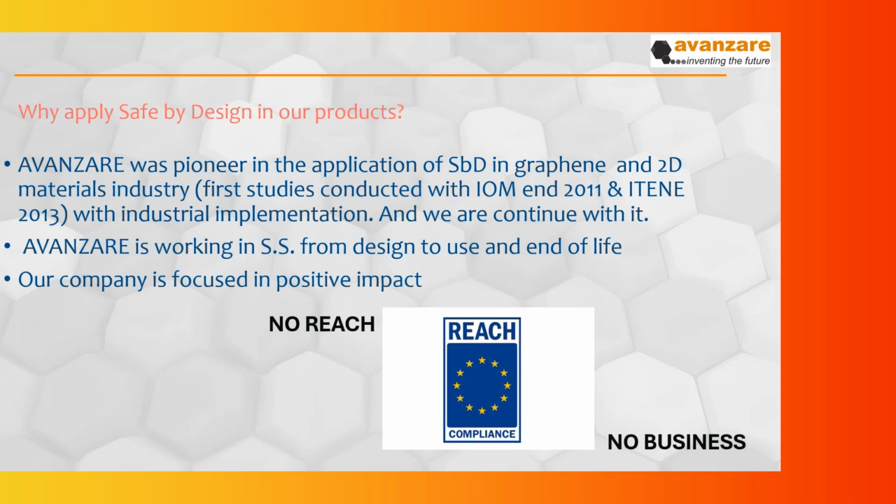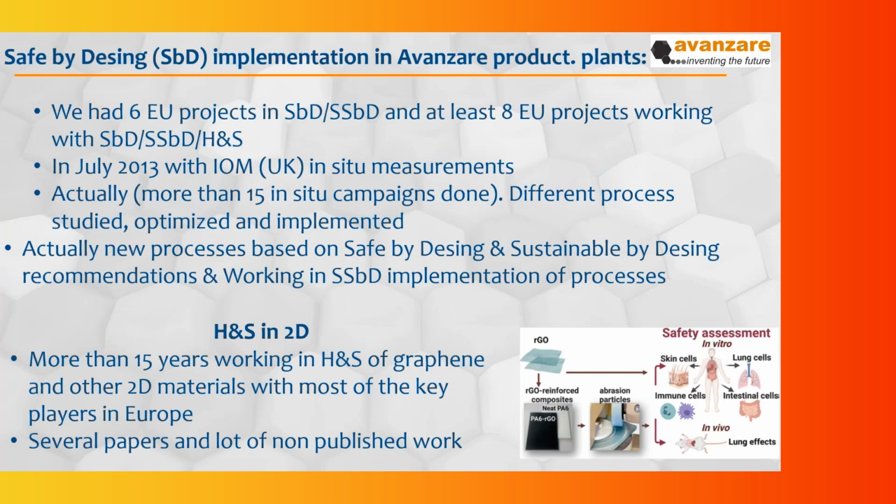And also in our case we are a company that offers to the clients positive impact materials instead of the traditional ones. And also something extremely important for us is if no REACH, no business. We are probably the first European company in the graphene consortium, REACH graphene consortium. And for us it is extremely important to be in REACH alignment.